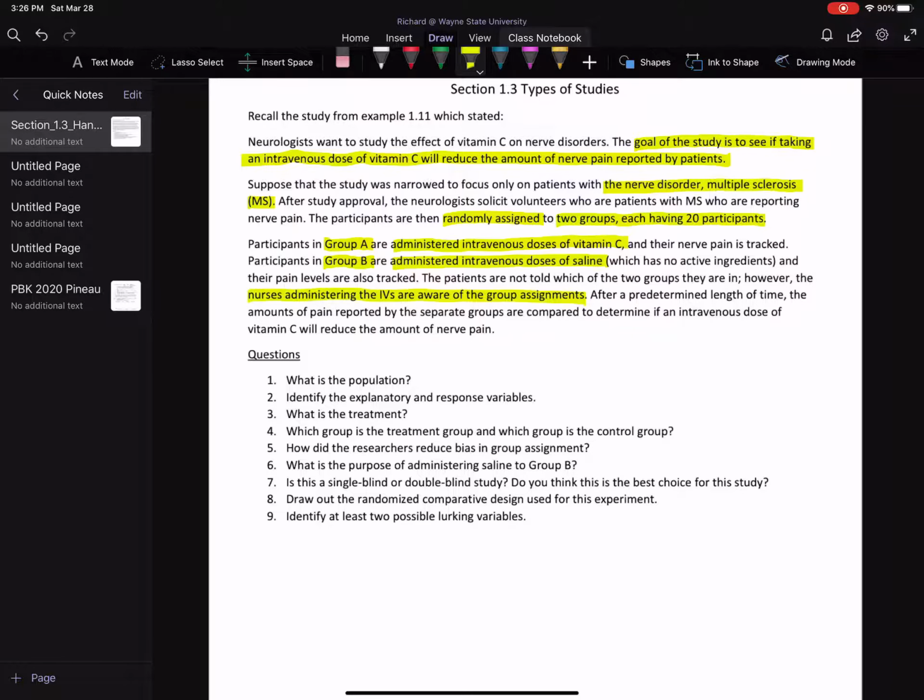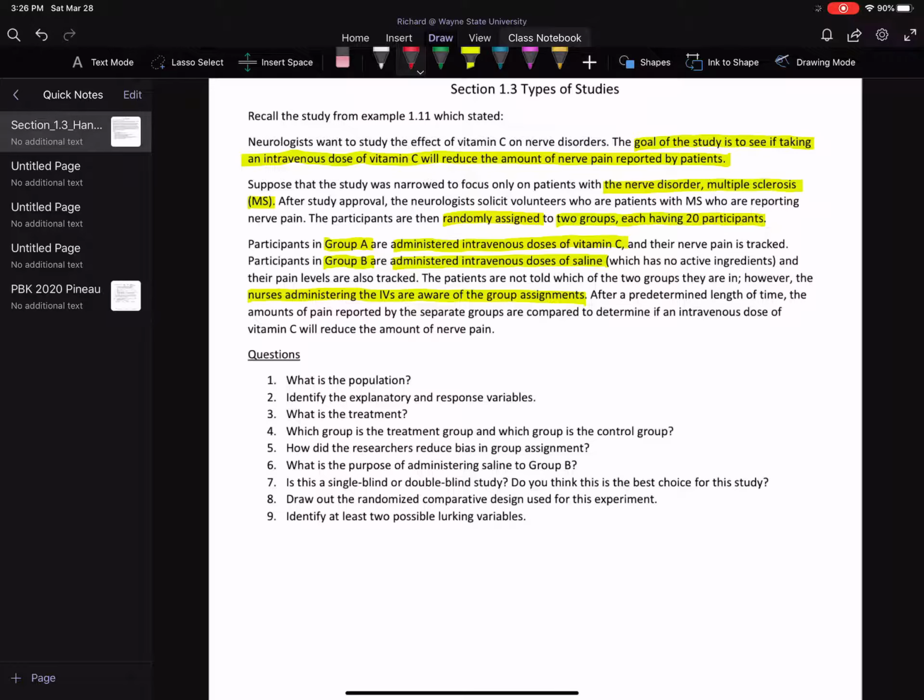After a predetermined length of time, the amount of pain reported by the separate groups are compared to determine if an intravenous dose of vitamin C would reduce the nerve pain. And I'm not sure if the study actually took place, hopefully it does, to help these folks out.